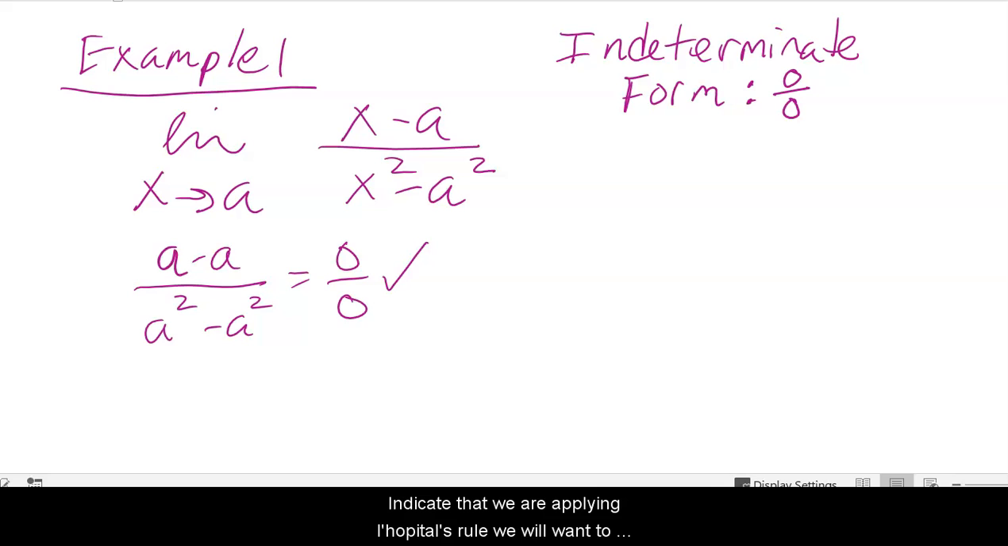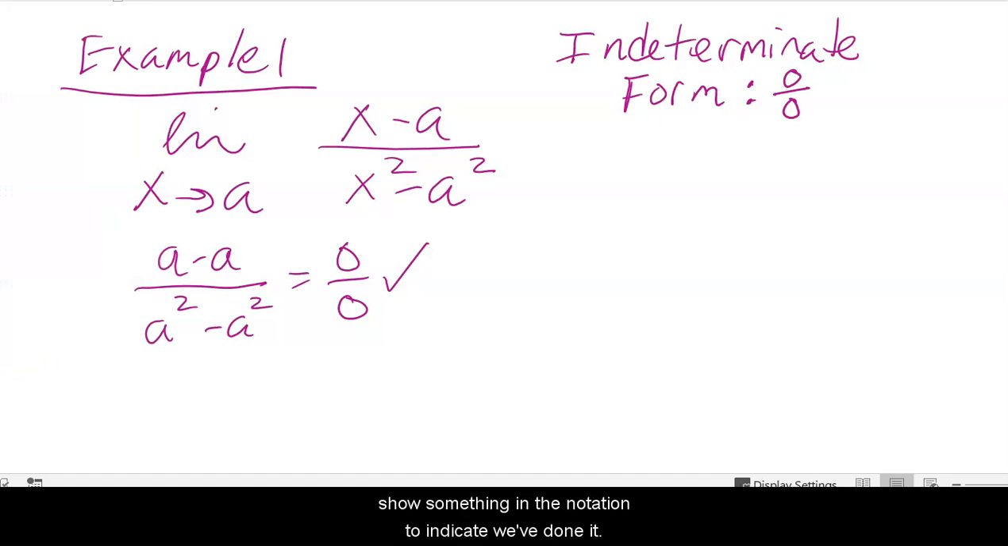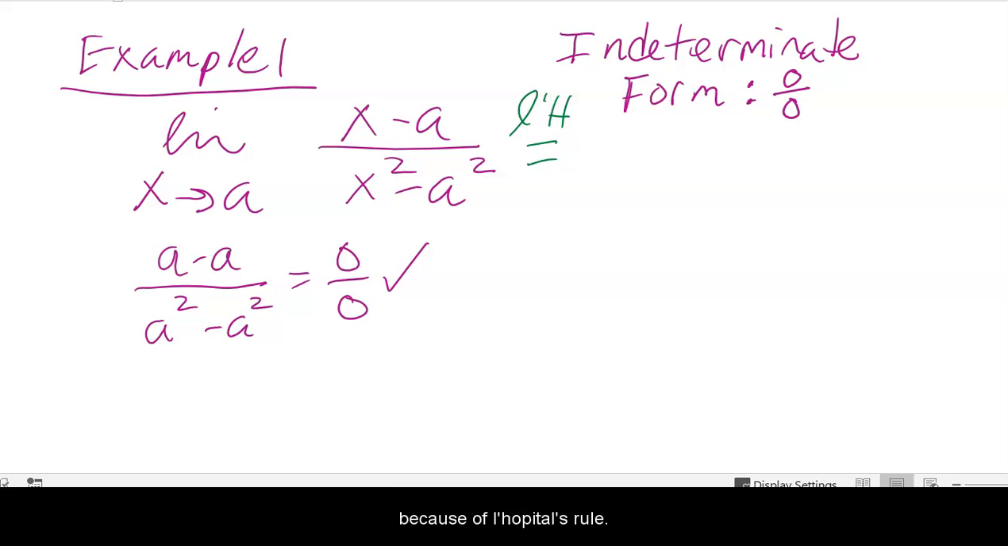To indicate that we are applying L'Hopital's rule, we will want to show something in the notation to indicate we've done it. We will use an l'H to indicate we've applied L'Hopital's rule. Without L'Hopital's notation above the equal sign, the two sides will not be equal. They are only equal because of L'Hopital's rule. The l'H is mandatory. Now we apply L'Hopital's rule.